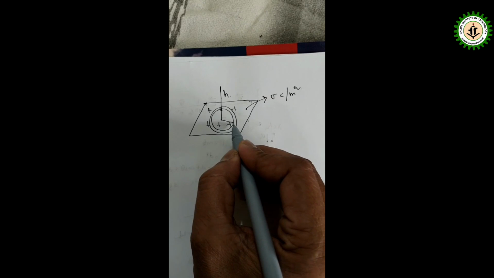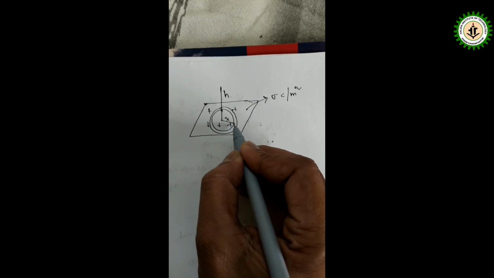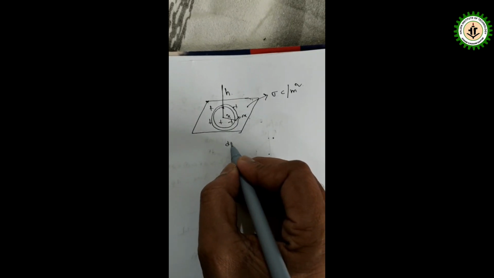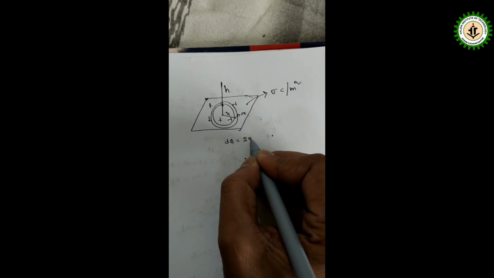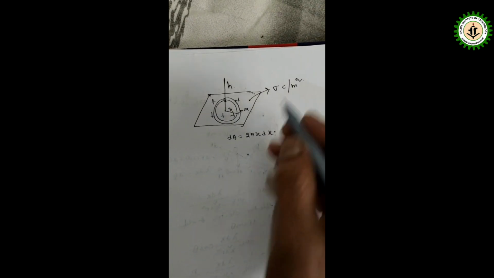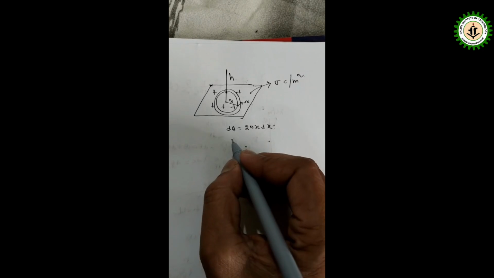So initially if I consider the radius is x and the width is dx, what is the area? The area is very simple. The area is 2 pi x into dx. And already I have considered the charge density is sigma coulomb per meter square.